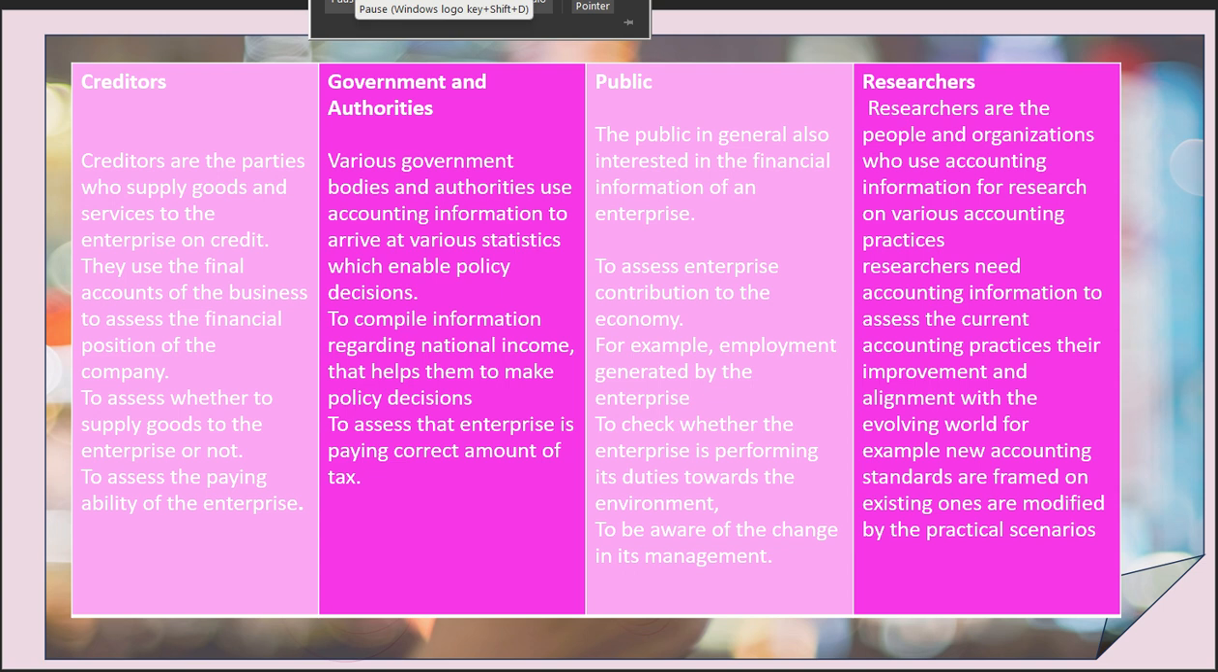So this is all about the users of accounting information. We'll talk about further accounting terms in the next video.